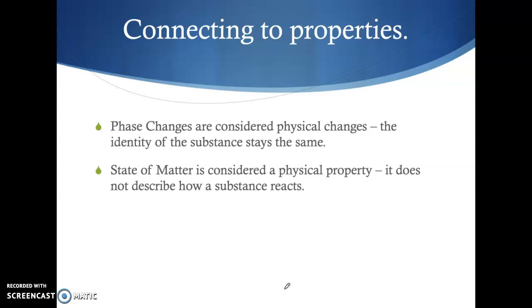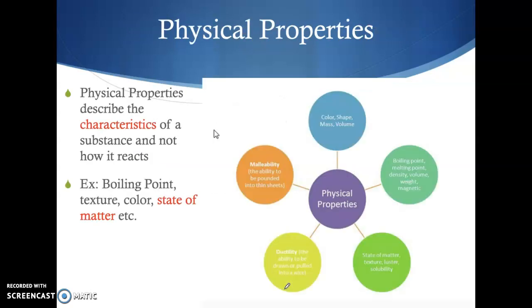And state of matter, like solid, liquid, gas, or plasma, is considered a physical property because it does not describe how a substance reacts. So what are physical properties? Physical properties describe the characteristics of a substance, not how it reacts. Example would be boiling point, texture, color, or state of matter.